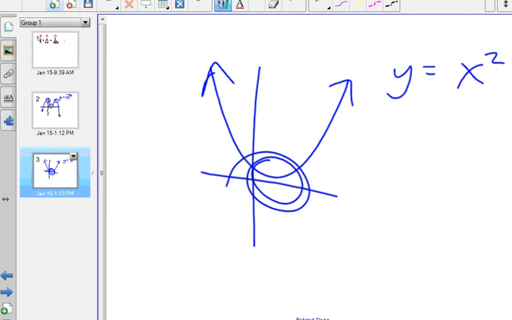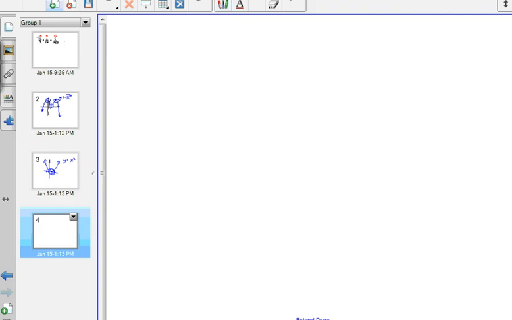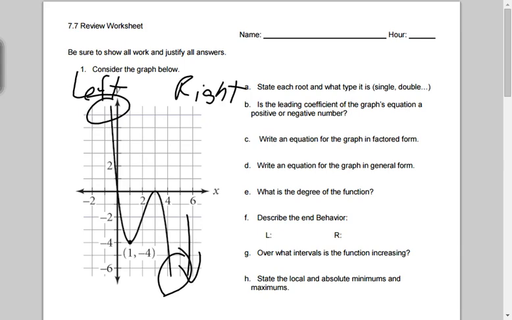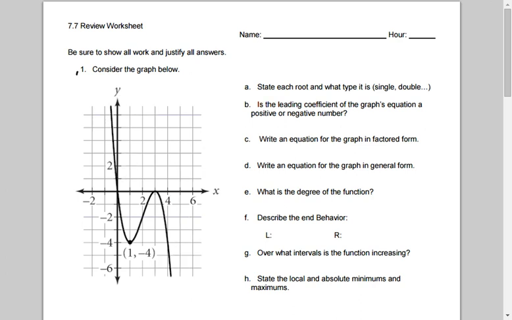So let's go back to the worksheet here, not get too far off of that. So let's do number 1. Each part of this will remind you about something. So I'll do this one with you. State each root and what type it is. Roots? What the heck are those? The roots are the names for 4 things. What's the important one for this? The roots are the same as the x-intercepts. The zeros, yes, but the x-intercepts on the graph. So now I know the roots.